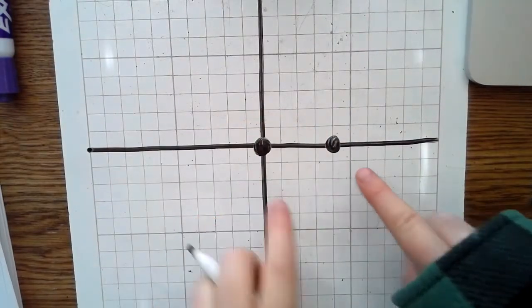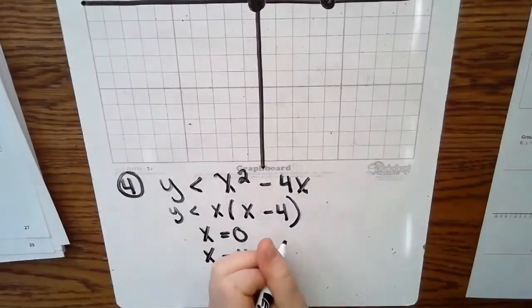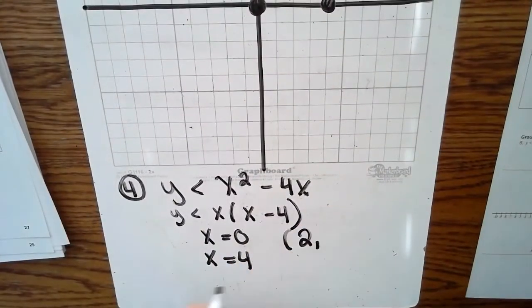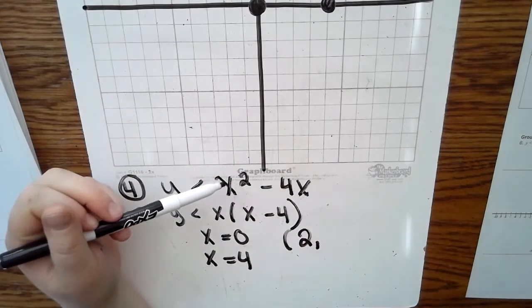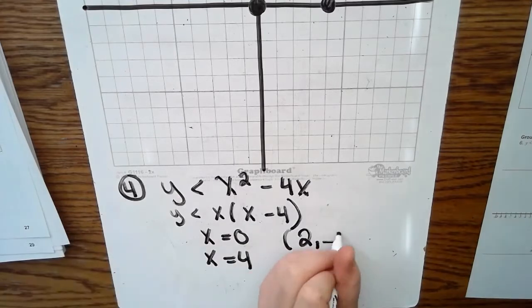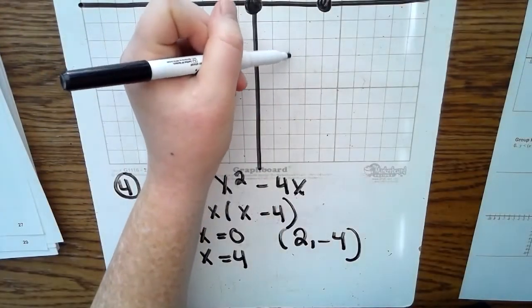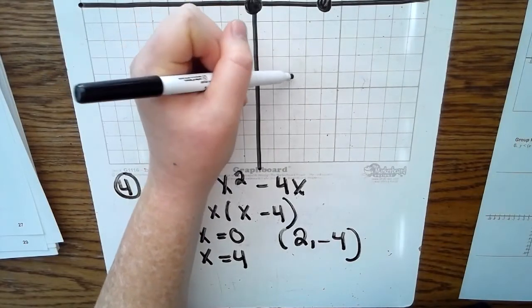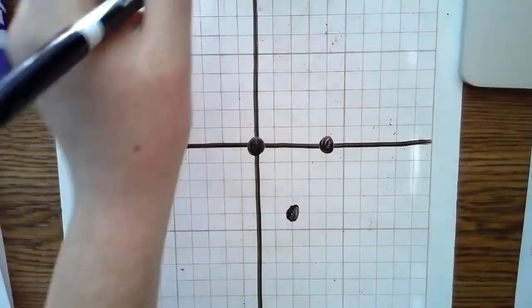Well, if these are the x-intercepts, the vertex has to be in the middle. So that means that the x value of the vertex is 2. And then if I plug in 2, that will be 2 squared minus 8. So 4 minus 8 is negative 4. So there's my vertex, 2, negative 4, 1, 2, 3. And that's right in the middle. So my graph looks like this. It's going to be dashed.